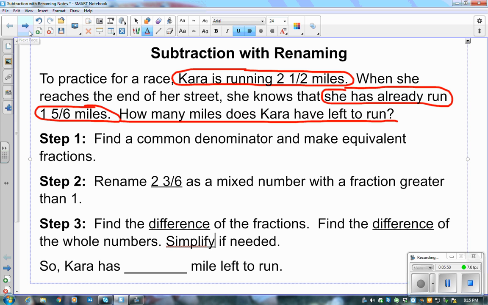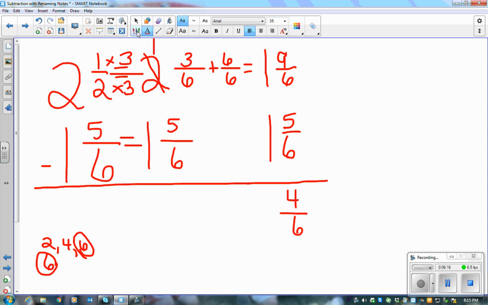So let's go back and finish this out. We've found the common denominator and made equivalent fractions. We renamed that top number, 2 and 3/6, as a mixed number with a fraction greater than 1. That was our 9/6, 1 and 9/6. Then we found the difference of the fractions. That was 4/6. And then we found the difference of the whole numbers, which was 0. And now we need to go back and look and see if we can simplify that.